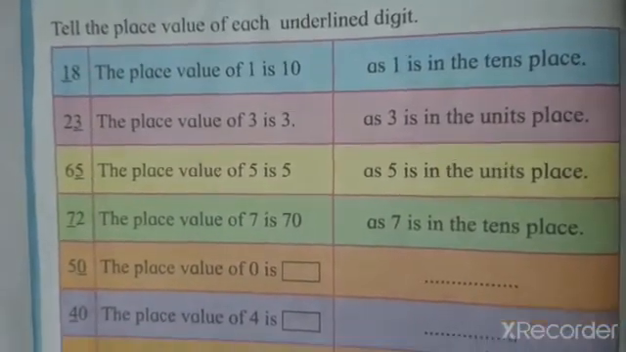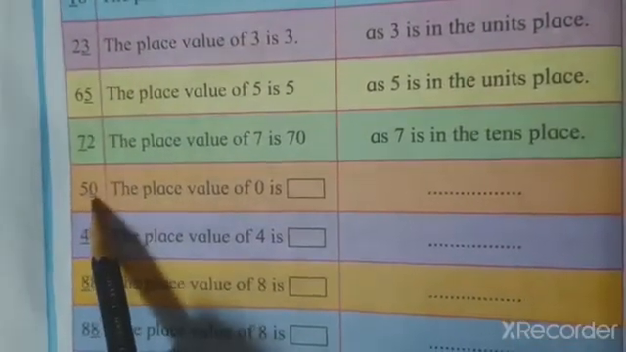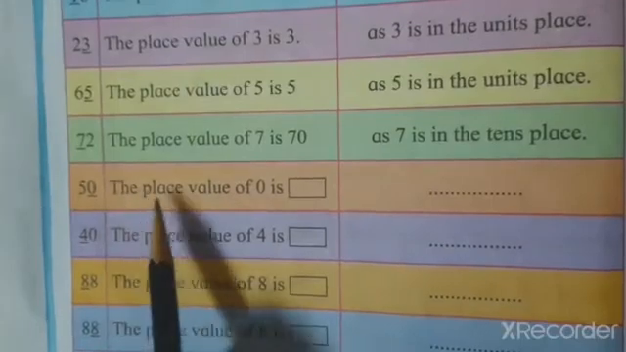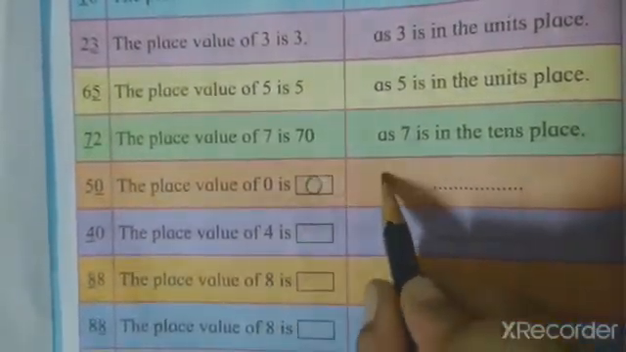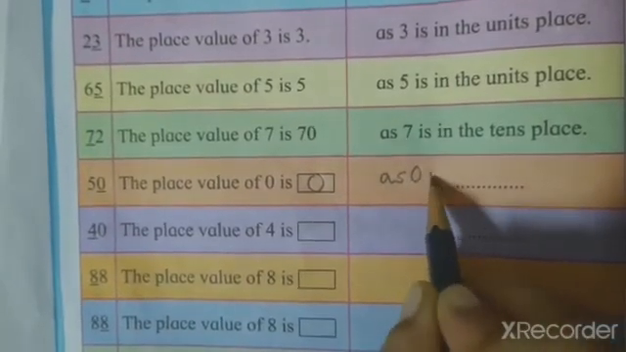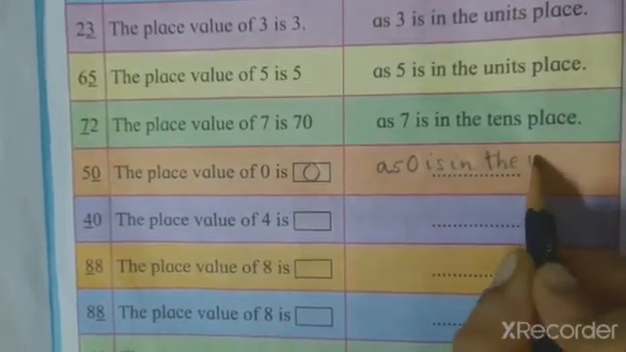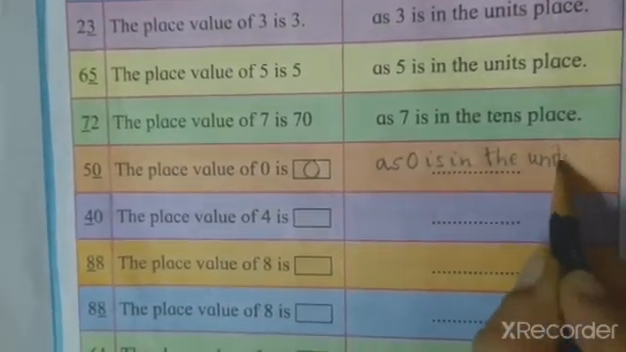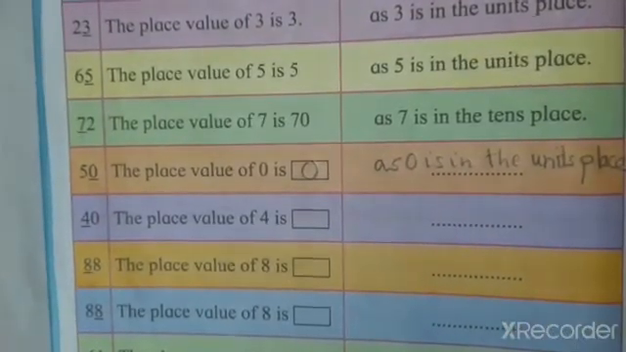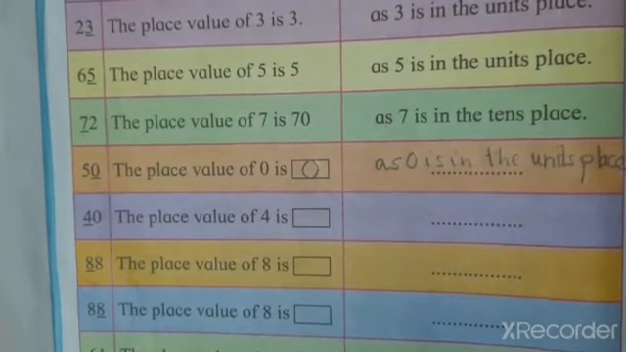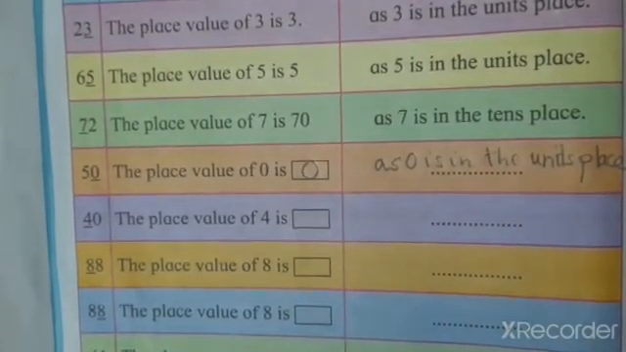Now, let us solve. 50. The number 0 is underlined here. So the place value of 0 is 0, as 0 is in the units place. This is how you are going to solve the other examples, that is the other 4 sums which are left.